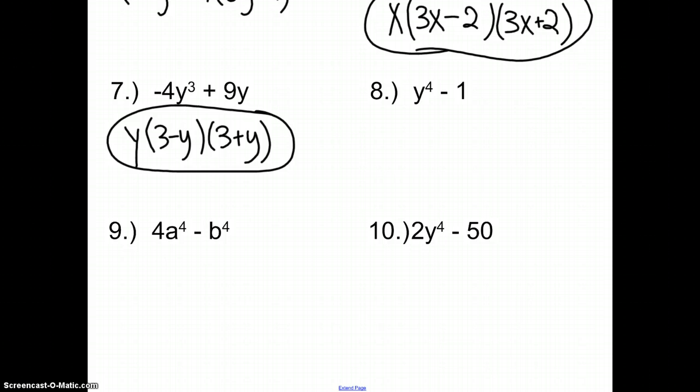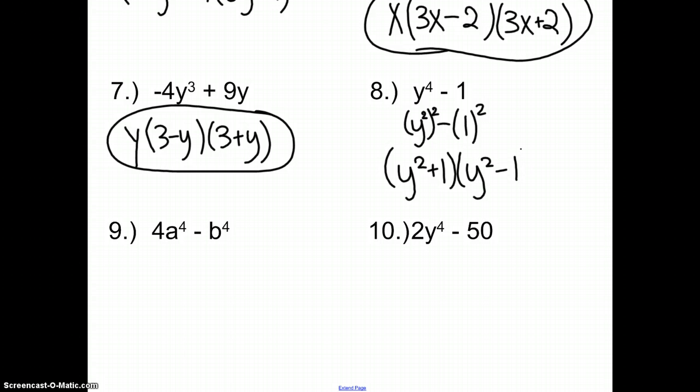Number 8, we have y to the 4th minus 1. It may be a little tricky for some of you to see, but we can rewrite it as y squared squared minus 1 squared, because 1 times 1 is just 1, and y squared to the second is y to the 4th. Then it's in the form that we want. So our factors are y squared plus 1, y squared minus 1.